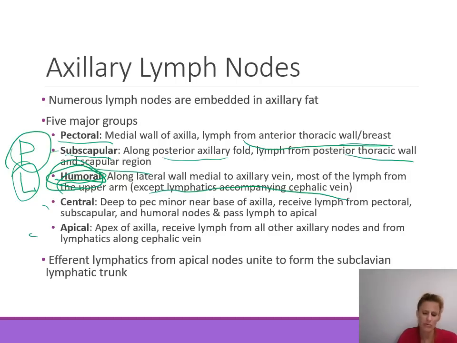So the cephalic vein, remember, is up along the thumb side. The lymphatics that come alongside the cephalic vein are going to go into the apical nodes initially. They go straight into the apical.